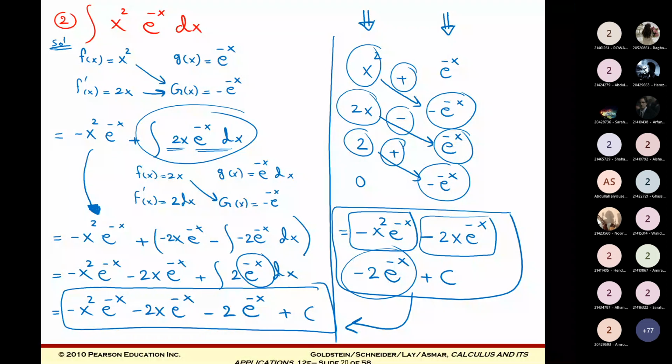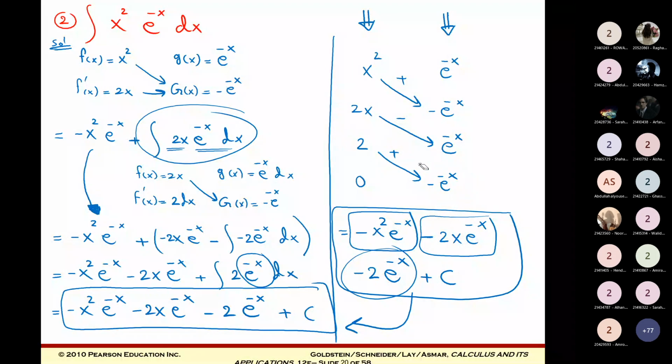In the exam, yes, you can use the second way. We can use it in the exam and solve anything. Okay.